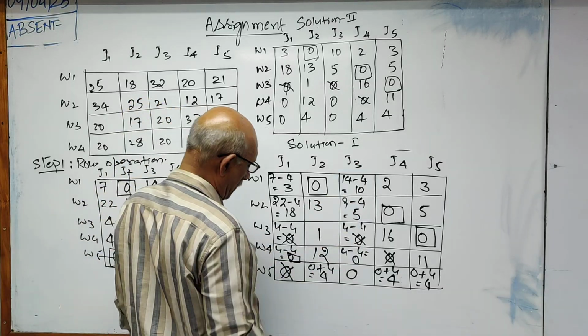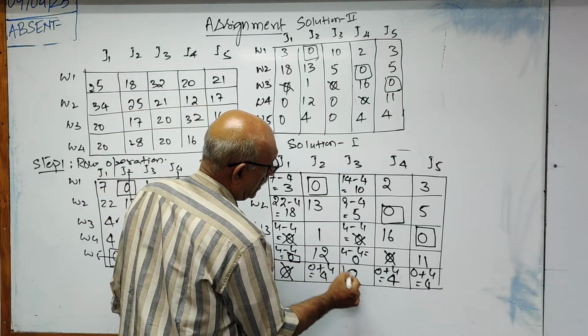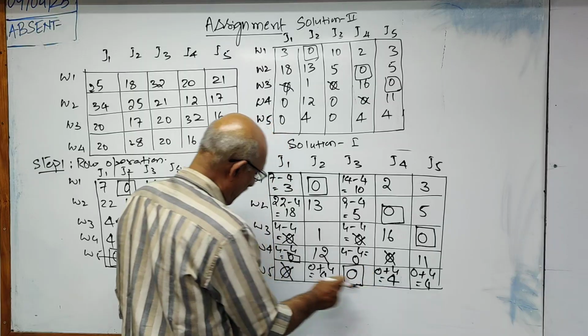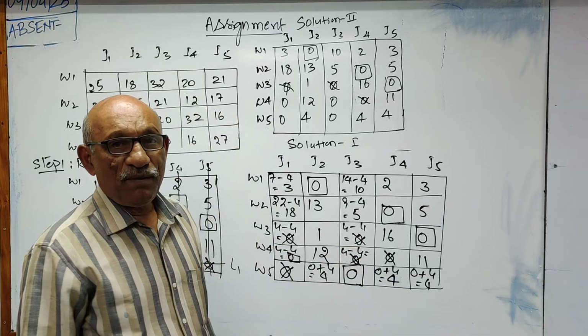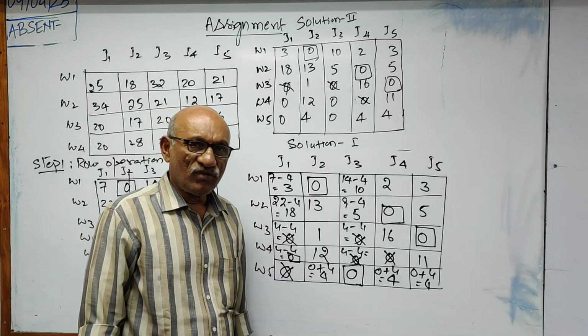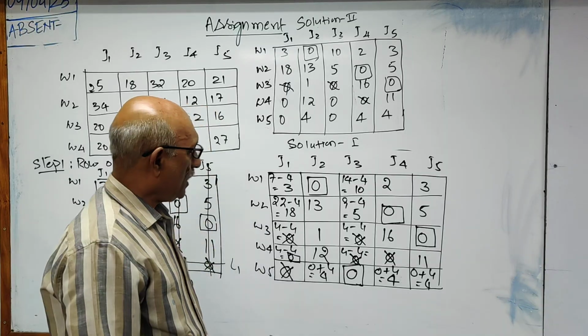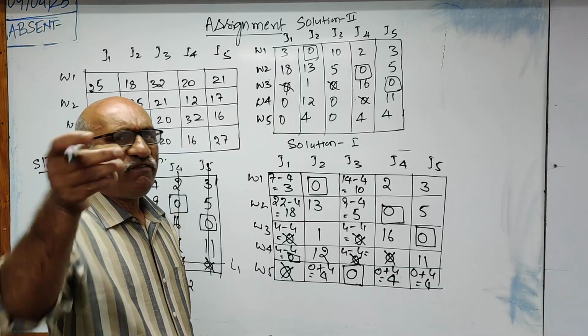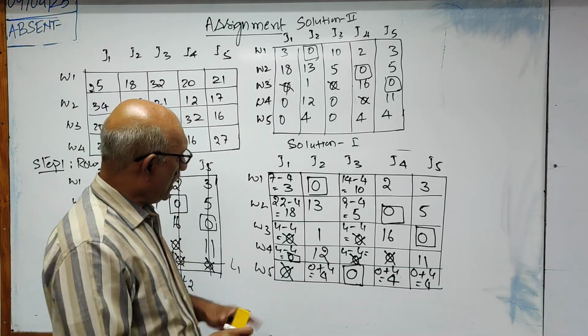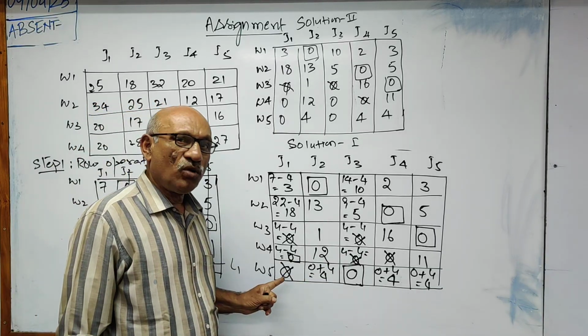Go to the third column. Job number 3 is assigned to worker 5. So the same job cannot be assigned to any other worker. This is one way of giving assignment or one way of selecting the zeros when each row is having more than one 0.